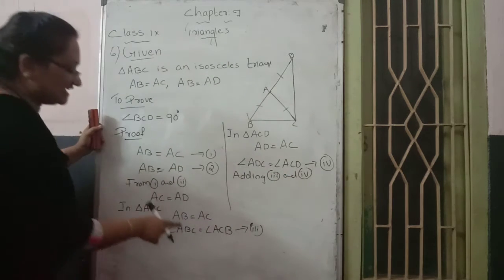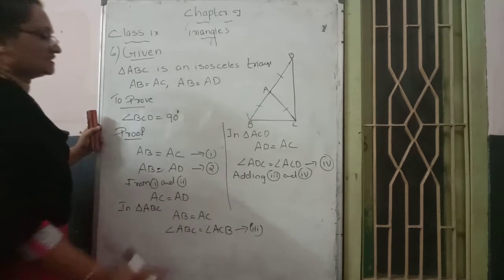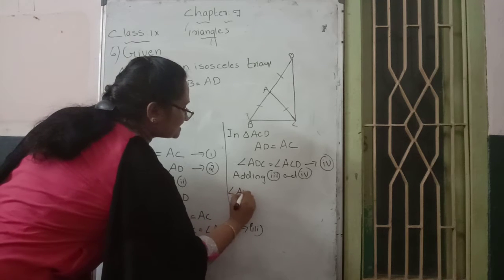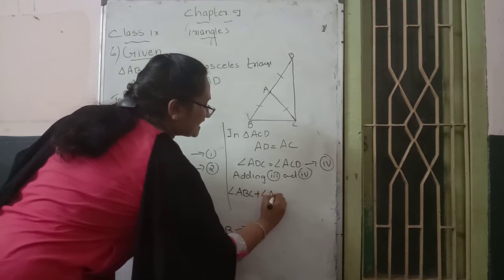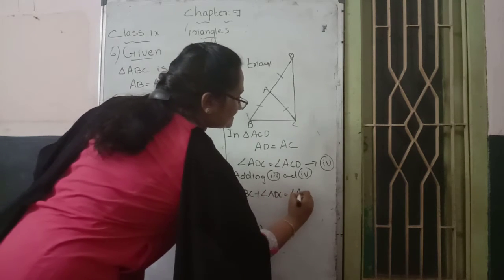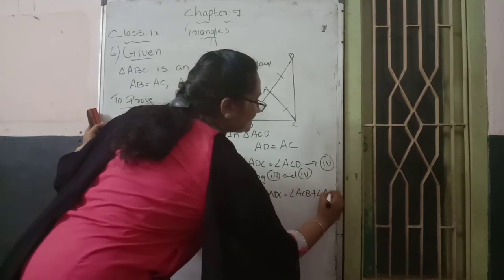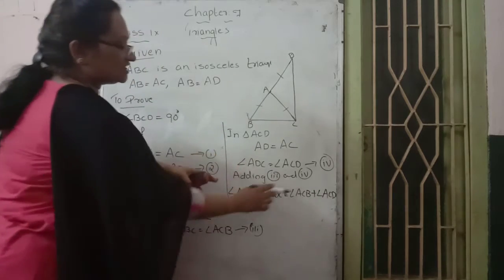Left side is added with the left side and right side is added with the right side. So we can write the left side of the third equation, angle ABC, added with the left side of the fourth equation, angle ADC. The right side of the third equation is angle ACB plus the right side of the fourth equation, angle ACD. Adding means you add in this way.